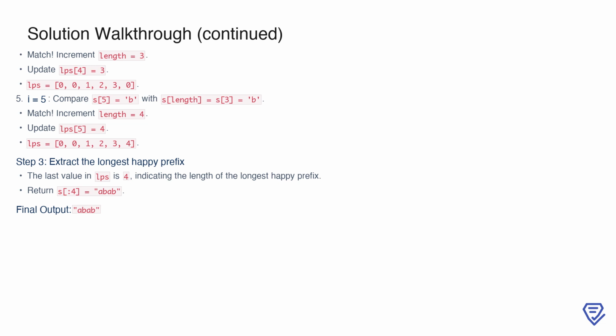To extract the longest happy prefix, we refer to the last value in the LPS array, which is 4. This tells us the length of the prefix that is also a suffix. Using this length, we return the first 4 characters of the string, S4, which is ABAB. This is the final output for this example, ABAB.